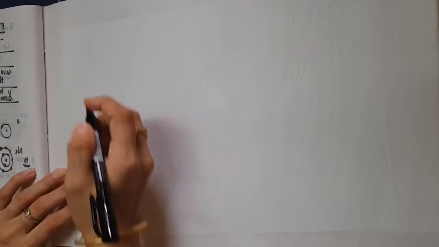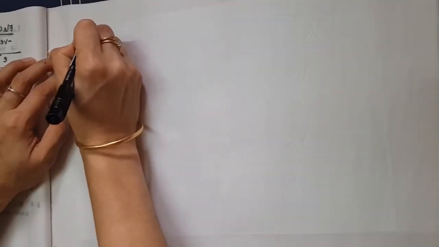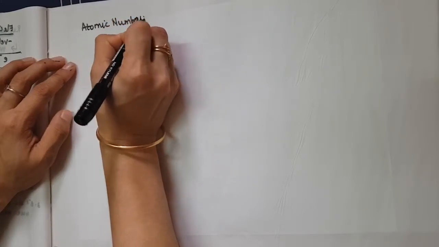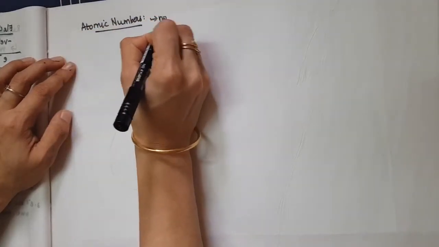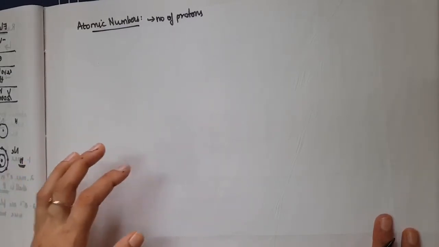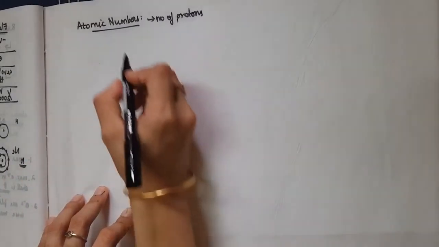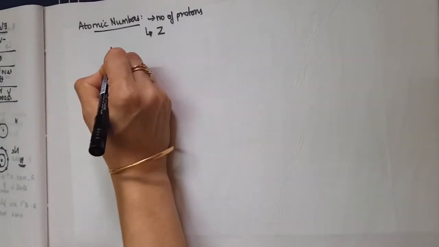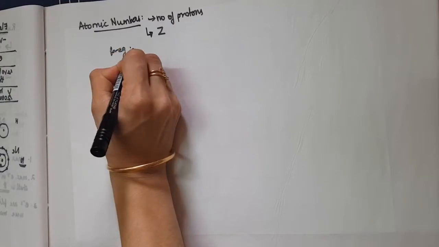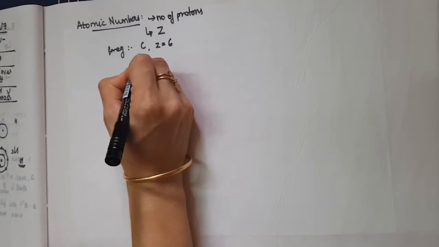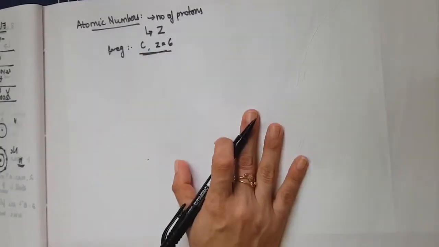Now moving on to atomic number. Atomic number is the number of protons. Okay, the number of protons is called the atomic number. The number of protons present in the nucleus of an atom is, and it is denoted by the letter Z. For example, let's say carbon. Carbon's atomic number Z is equal to 6. That is, the number of protons in carbon is 6.